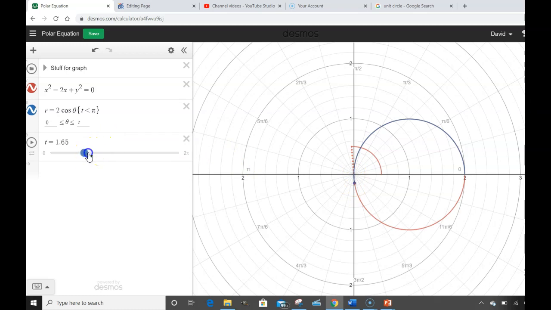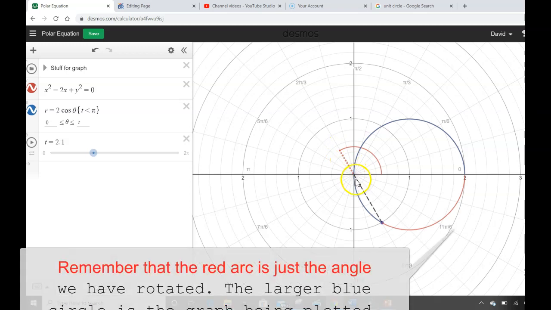Look on your unit circle. What is the cosine of 2 pi over 3? It's negative a half. Negative a half times 2 is negative 1. We've rotated this amount. We go back through the origin the distance of R, which is negative 1. We're going back through the origin that amount.